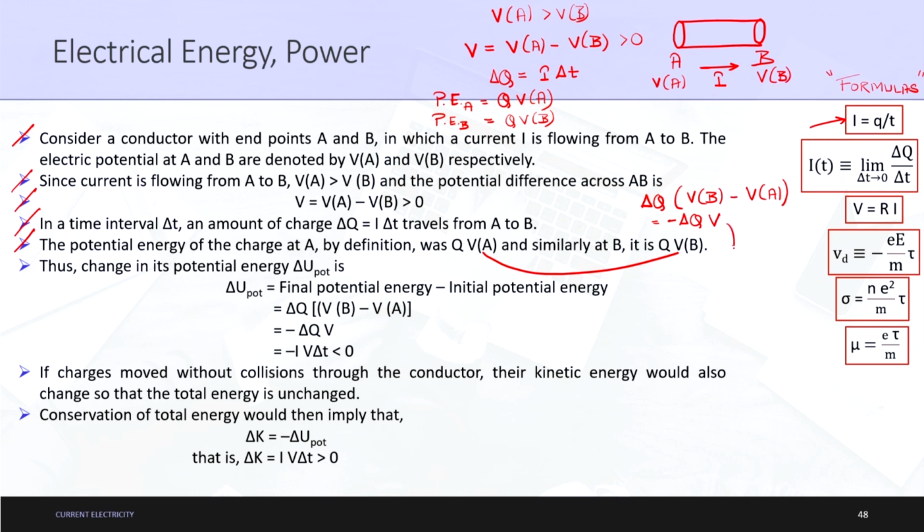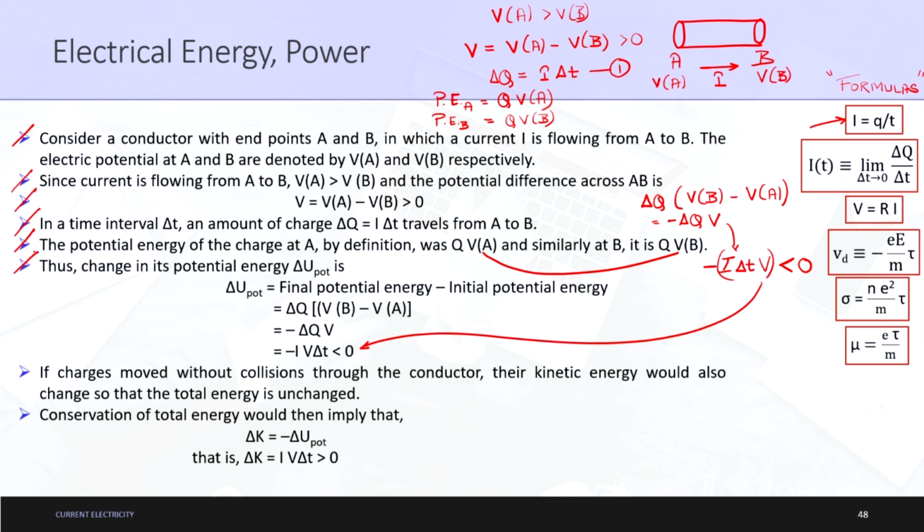Also we can write this equation as changing delta Q from this equation here, we will write as minus I delta T into V. Quite evident as the value is negative and these all things are positive, hence the complete value will be negative here. So that is the same thing which we obtained here, that the delta U potential will be nothing but negative. So if charges moved, this thing is also been explained.